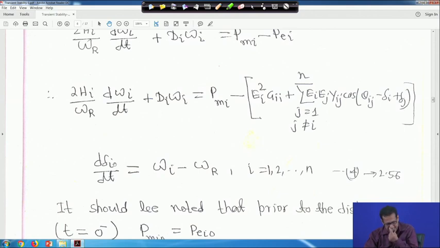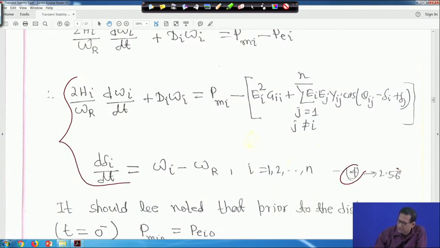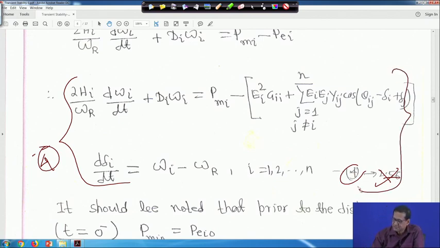Another thing is d delta i upon dt, which we have also seen equals omega i minus omega r, where omega r is the reference speed and omega i is the speed of the ith machine, for i equal to 1 to n. These two equations together are equation 4.